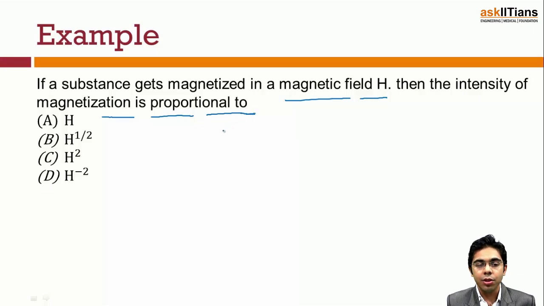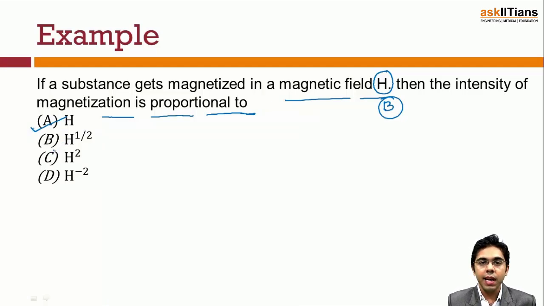Intensity of magnetization will be directly proportional to the magnetic field. Here the magnetic field is given as H. It's not the intensity, it's the magnetic field B, but it's given that it's H. So what we will get is that it's directly proportional to H. So option A is correct.